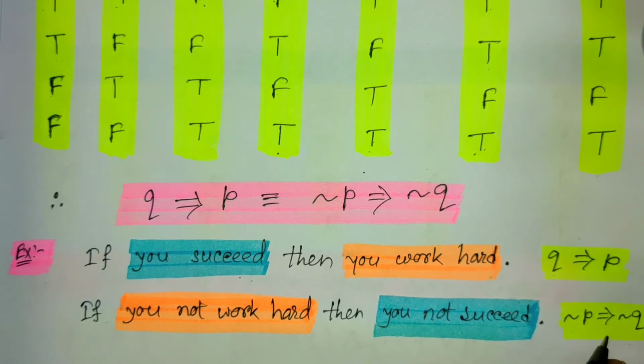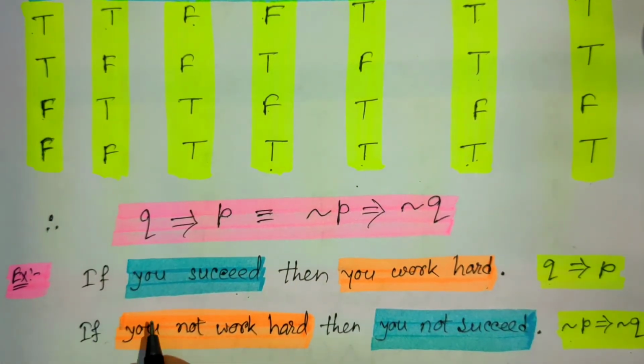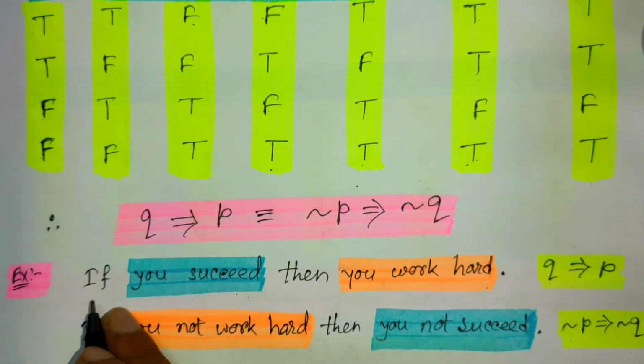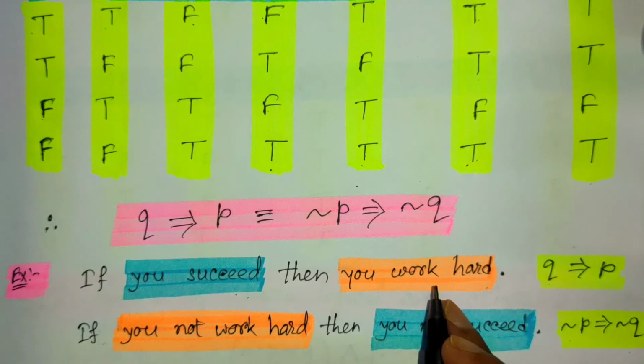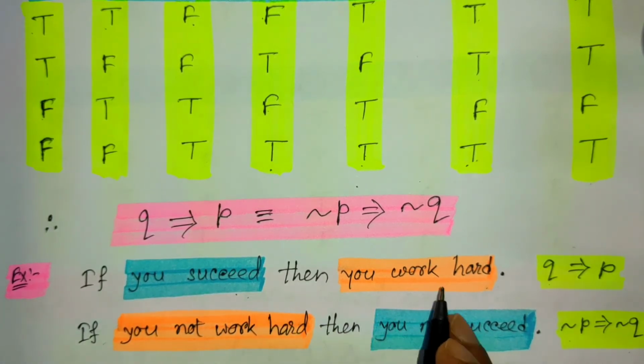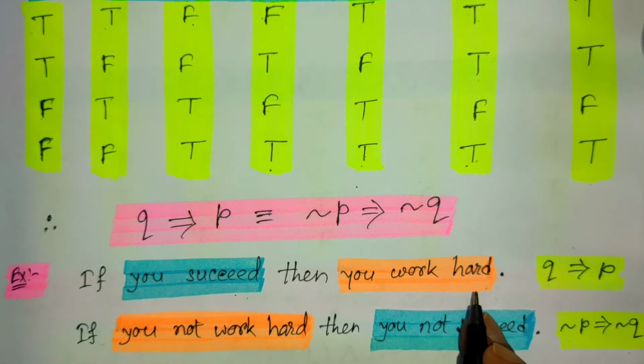So that is not P implies not Q. Our original statement is P implies Q. P implies Q means if you work hard, then you succeed. So that is true. And here, if you succeed, then you work hard, this is not necessarily always true. All the time it is not necessary. When the hard work is there, then only the success will be there. So this is not the same logically when it is P implies Q and Q implies P. These are not true always.